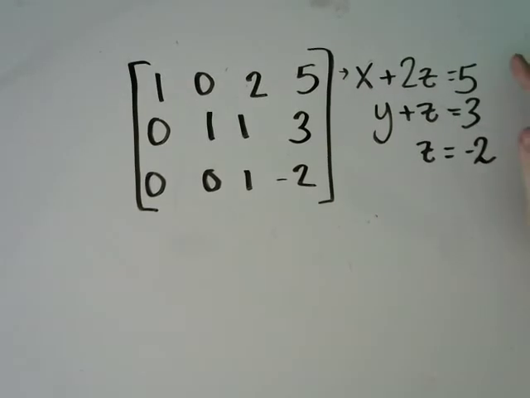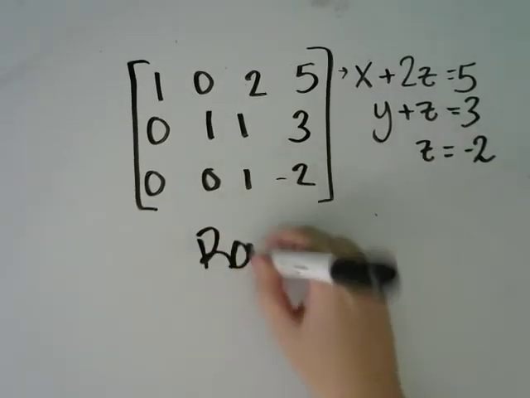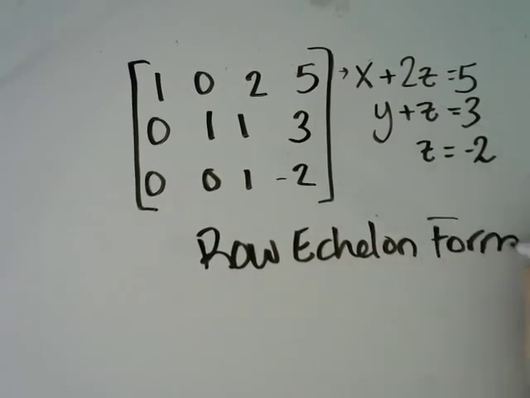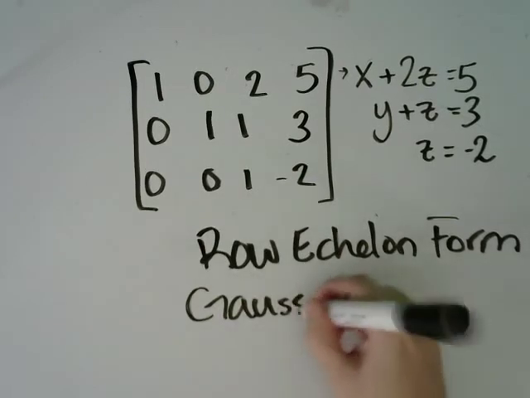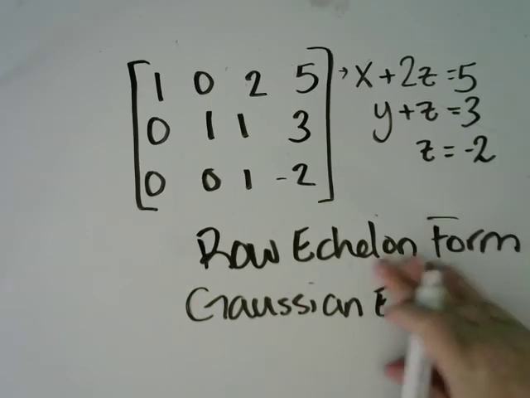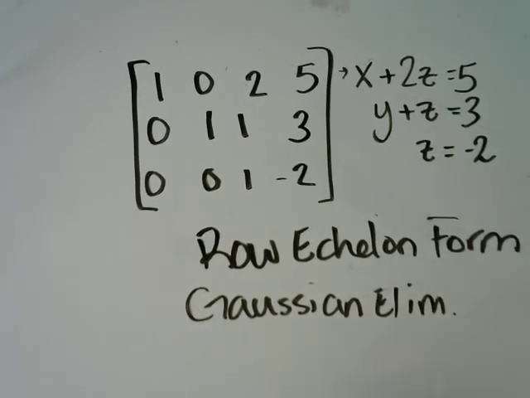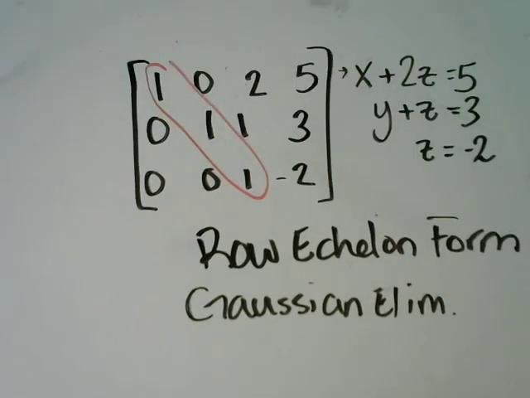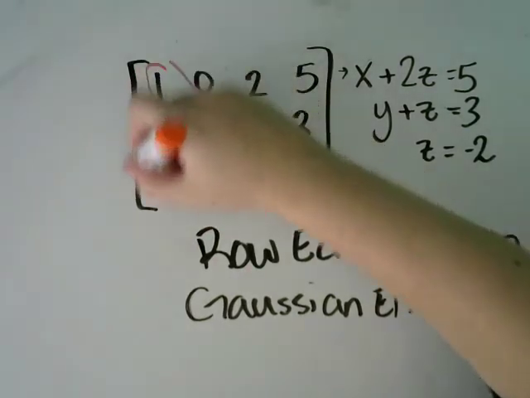Now, this example is what we call row echelon form, or Gaussian elimination. And in this particular form, you can see a few traits that are key to Gaussian elimination. So the first trait I want to draw your attention to are the 1s on the diagonal. The second trait that makes this Gaussian elimination are the 0s underneath.